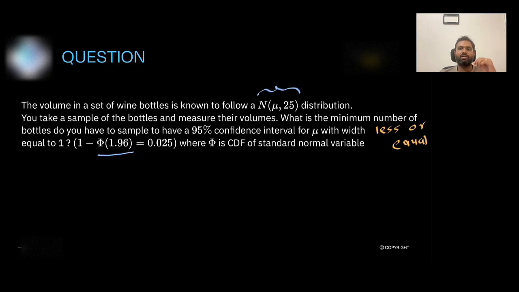Okay. Now this is a question related to confidence interval. Interesting question. So the volume of wine in the bottles is normally distributed with some mean, and variance is 25, right? Now you need to find the minimum number of bottles. You need to ensure that the confidence interval has a width less than or equal to 1. This is interesting. How has the confidence interval been calculated?